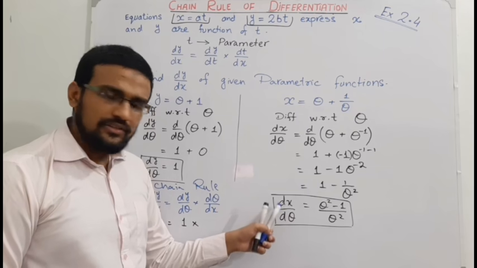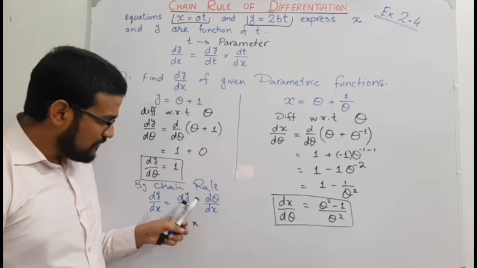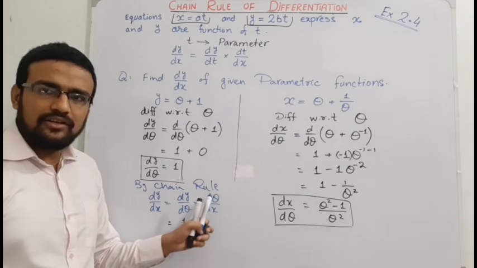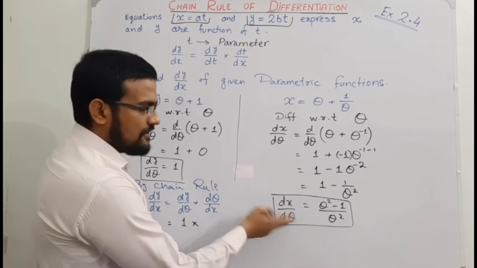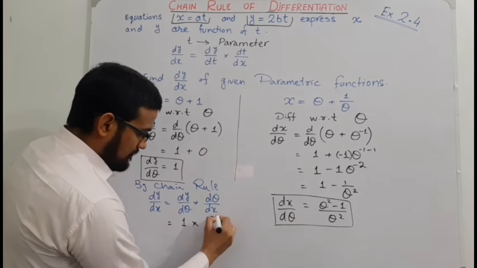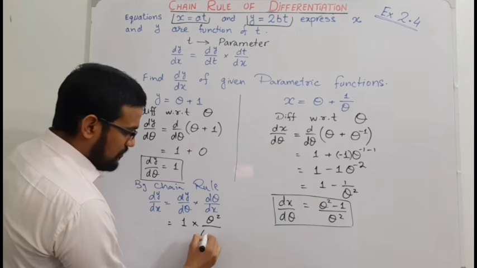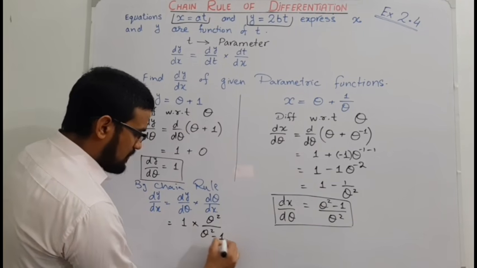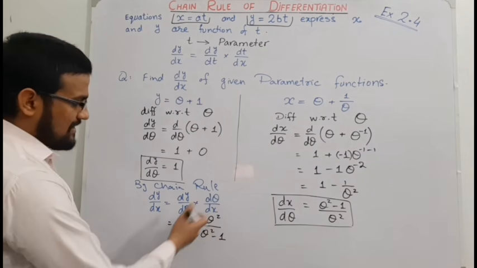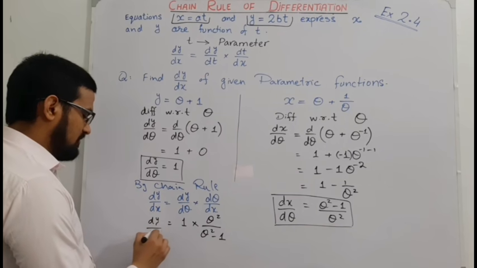Here the result is dx over d theta, but in this case we need d theta over dx. It means we take the reciprocal. Theta square becomes the numerator and the value is the denominator, d theta to the power minus 1, which is multiplied, and it becomes the same result. So the final result is this one.